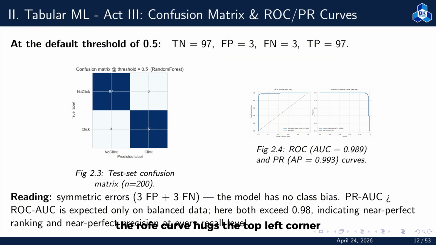The ROC curve hugs the top left corner, AUC 0.9989. The precision-recall curve hugs the top right, AP 0.993, both exceed 0.98, indicating near perfect ranking and near perfect precision at every recall level. That is expected on balanced data.